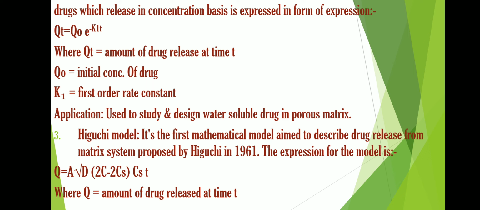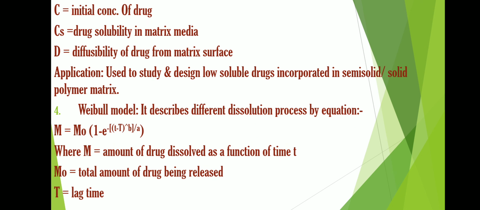So Q is the amount of the drug that is released after time t from the matrix system. C is the initial concentration of the drug, and Q is the drug at time t. So Cs is the solubility of the drug in the matrix media, that is the power of the drug to get solubilized inside the polymeric media.